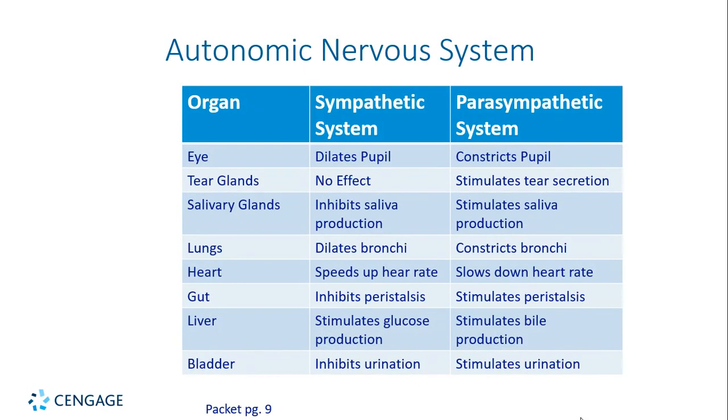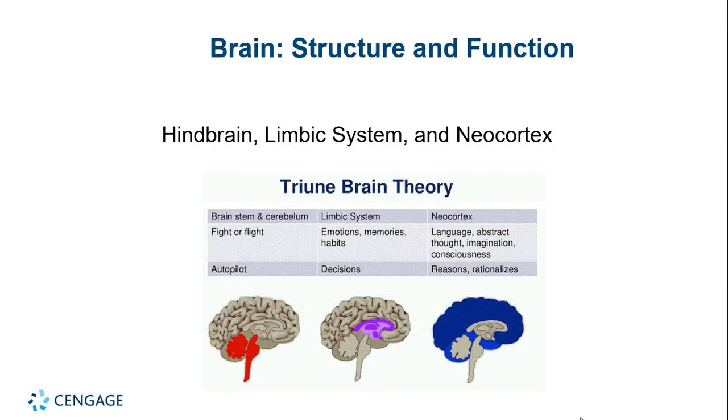Here's a quick list that you can go over the different parts of the body and what happens to them when they are in sympathetic mode versus parasympathetic mode. Okay. In this part, I'm going to go over the parts of the brain, and specifically talk about what this part does and what that part does. But first of all, I want to go over some divisions.